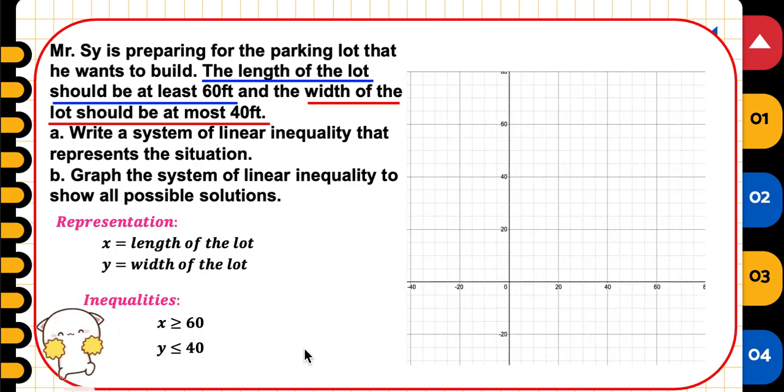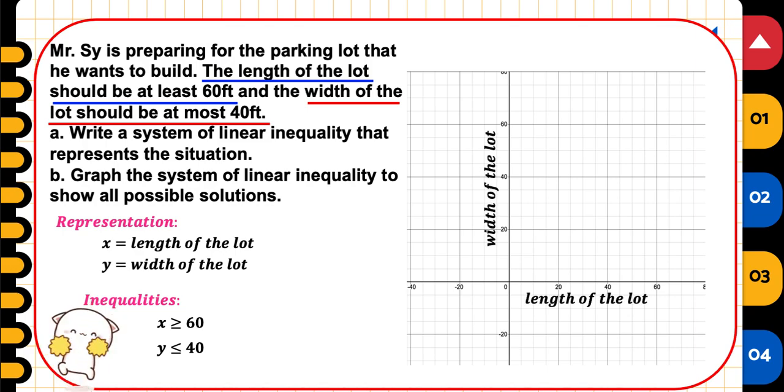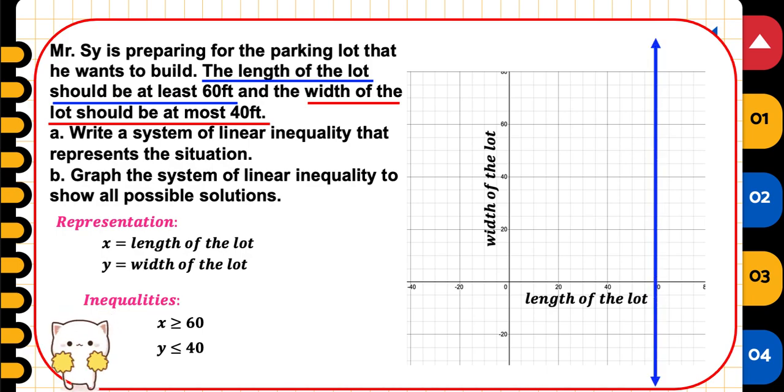And as we graph this one, look at our Cartesian plane. I divide the grid by 20s. And as you can see, if your x-axis is divided into 20, definitely your y-axis should also be divided into 20 so that our graph should be accurate. So again, your x and your y-axis represent the length and the width of the lot. Okay, so the first graph is x is greater than or equal to 60.